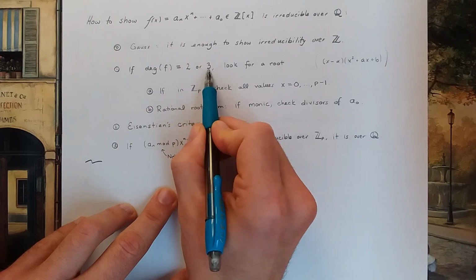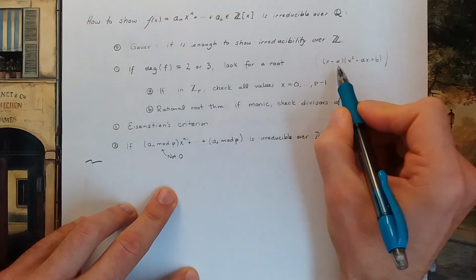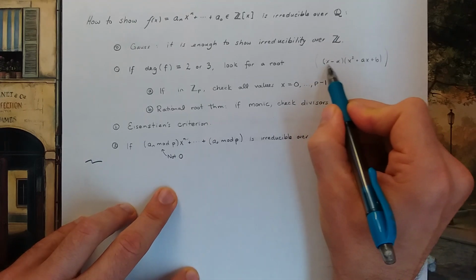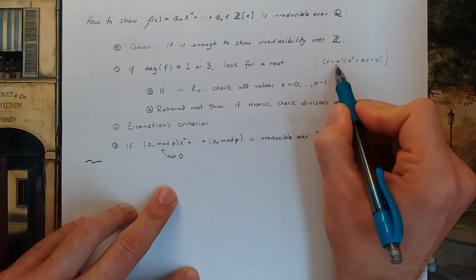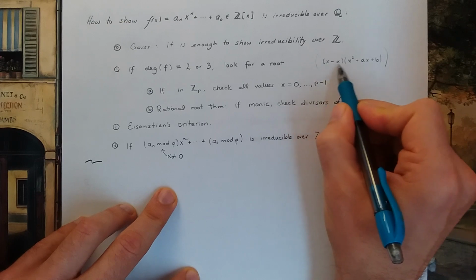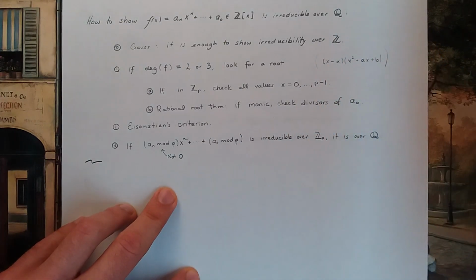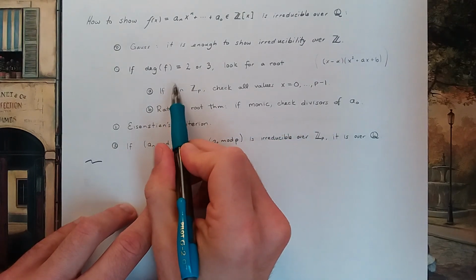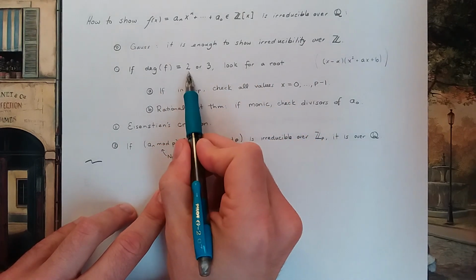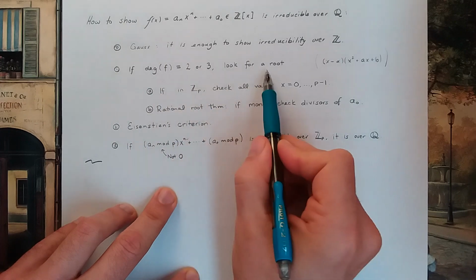So the first check is to see if your polynomial is degree 2 or 3. If it's degree 2 or 3 and reducible, then it's got to have a linear term. If it has a linear term, then it will have a root. So, checking for irreducibility in this case reduces to checking if you have a root.